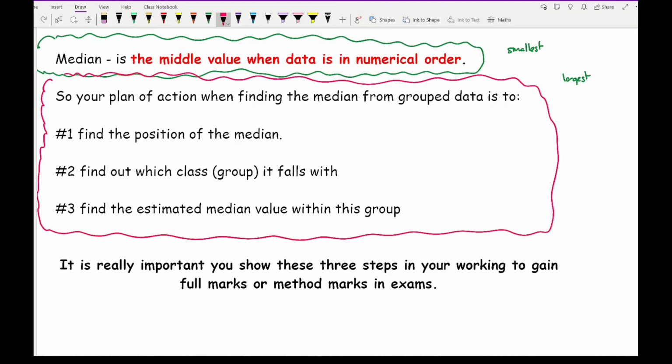and this kind of links in with cumulative frequency, but again, you don't really need to know that topic, but again, I will go through it. And the final step is to find the estimated median value within this group, and again, that involves using a bit of a formula, which I will go through.